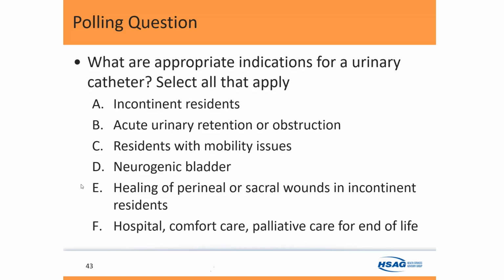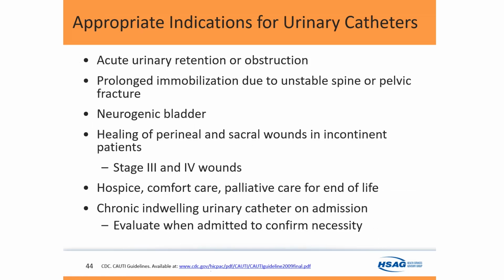All right, so next slide, please. This is the document I shared previously. It highlights in detail what are appropriate indications for a urinary catheter: acute urinary retention or obstruction, and prolonged immobilization due to unstable spine or pelvic fracture. So, not just for your resident who lacks some mobility. Neurogenic bladder, again, the healing of perineal sacral wounds in incontinent residents, and this is for stage 3 or 4 wounds, and hospice, comfort care, palliative care for end of life. And then I think this is something you probably see a lot of: chronic indwelling urinary catheter on admission. I think this is where it's important that you have a policy for evaluating it and making sure that the necessity is there. And as you check on that resident during their stay, does it become unnecessary later on, where you can remove that device?